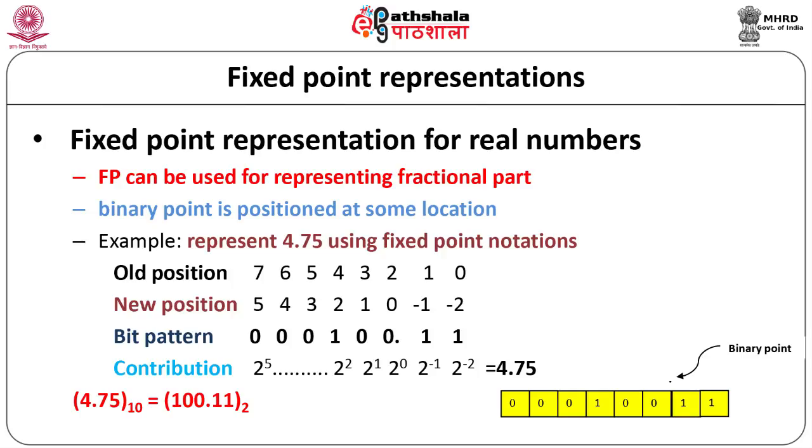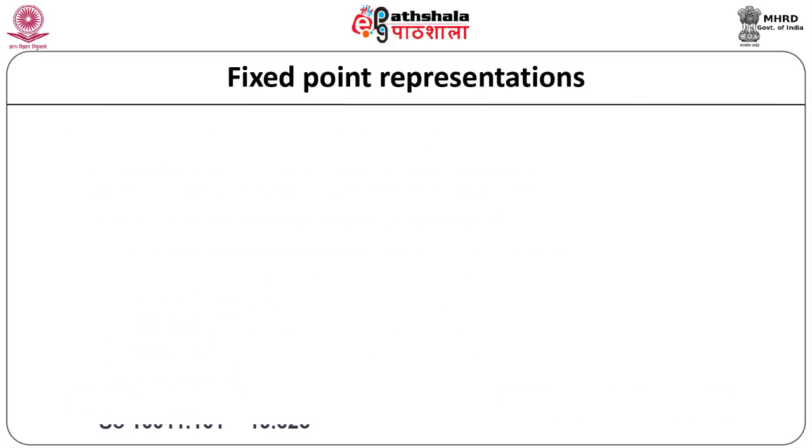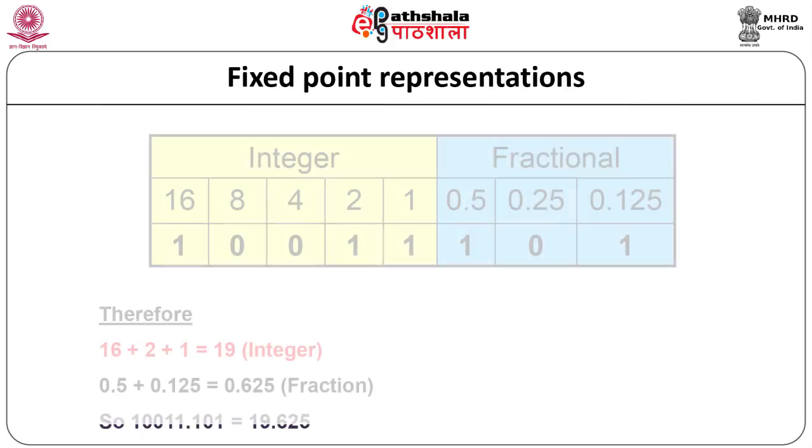For example, let us consider the representation of 4.73. The binary representation of the above decimal number is 0100.11, which is shown in the figure. This method assumes the decimal point is in a fixed position and it relies on using a fixed number of bits for both integer and fractional parts. Let us consider another example of representing real numbers using fixed point representations.